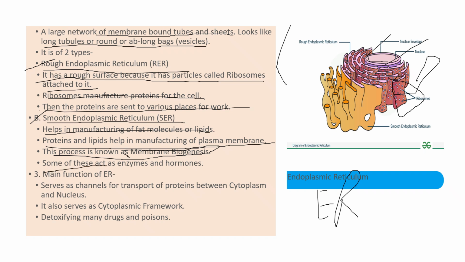Some of these act as enzymes and hormones. So the main function of ER is that it serves as channels for transport of proteins between cytoplasm and nucleus. It also serves as cytoplasmic framework and it detoxifies many drugs and poisons.